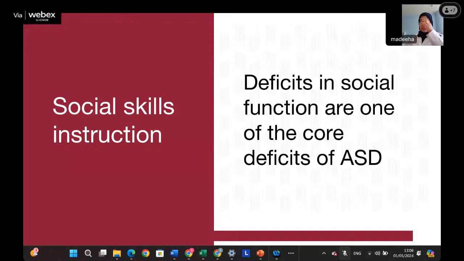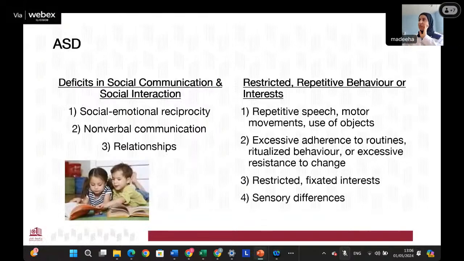The next slide, Shahad, slide number 5. I'm just going to repeat the DSM-5 criteria for ASD. Social deficit in the social communication and social interaction. You need to meet 3 of the 3 in the first category and 2 of the 4 in the second category to make the diagnosis. Social emotional reciprocity meaning back and forth conversation. The verbal and the nonverbal communication can be affected, the eye contact, not responding to name, and the relationship's ability to make friends is limited.